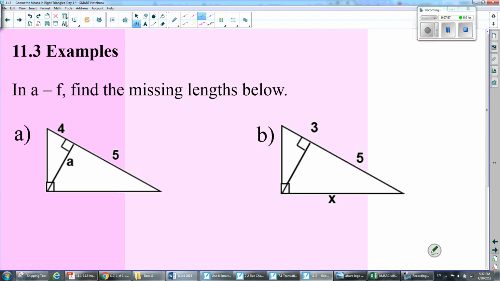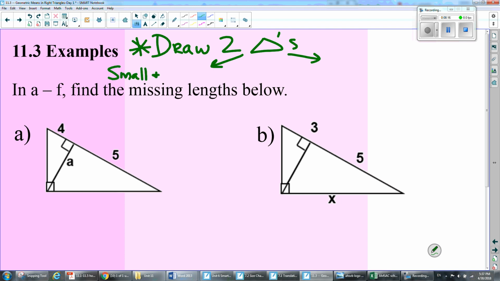So for 11.3, these examples, we need to draw two triangles. When we do this, you're either comparing a small and a small, or you're comparing the small to the big triangle. How do we know which ones to use? I'm going to draw all three triangles to help us narrow this down.